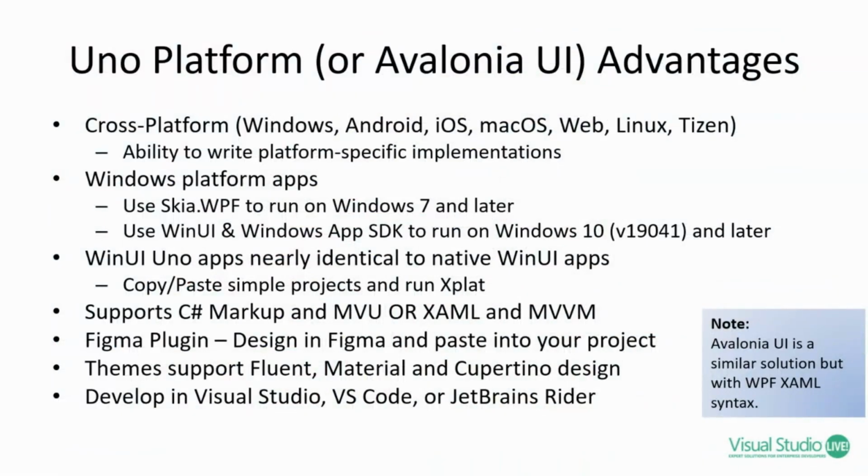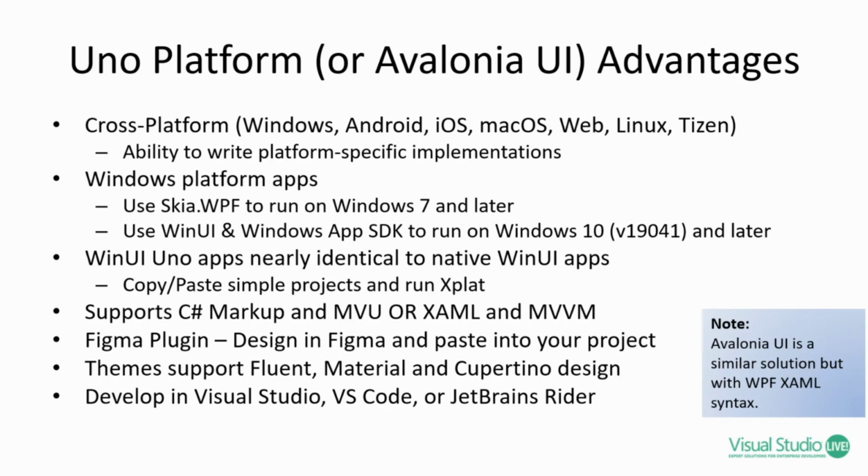Okay, Uno Platform or Avalonia. The advantages of some of these third-party solutions like Uno or Avalonia is that you get all the MAUI platforms plus Linux plus WebAssembly. With Uno, you can even use Skia WPF to run on older platforms like Windows 7. If you're only targeting Windows 10 or later, you'll want to choose the WinUI option for your Windows support.